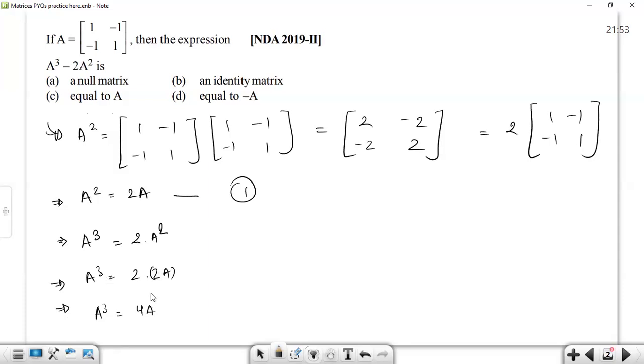What we need to find out is A cube minus 2A square. A cube is 4A, minus 2 into A square, which is 2A. Now our answer should be 4A minus 4A, which is equal to the null matrix. Clear? Any doubts, anyone? No, sir.